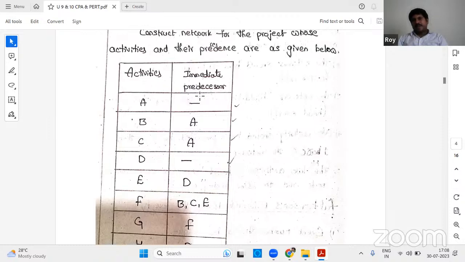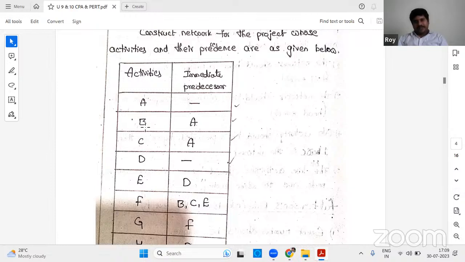These are the immediate predecessors. Predecessor means the activity before this activity. For A, is there any predecessor? No. There is nothing before A, A is the starting activity. Let us say D is there. Does D have any predecessor? No, because this is also a starting one.